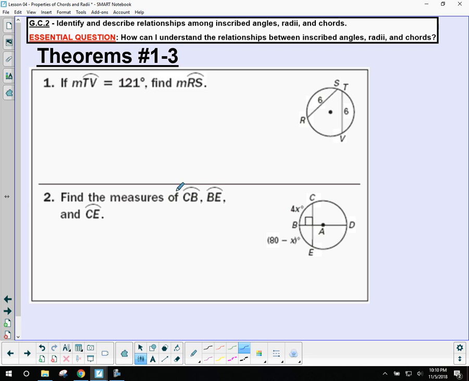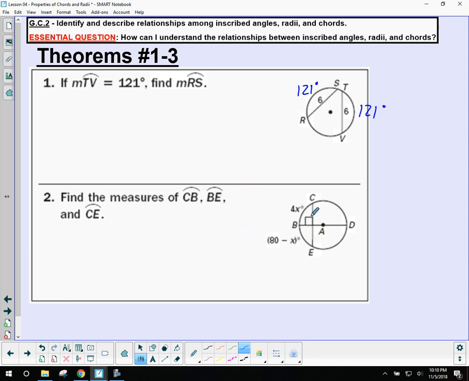That's right. TV's 121. This bad boy better be 121. Don't make these hard. We've got to find the measures of CB, BE, and CE. Do you know what that means? Guys, this arc should equal this arc.